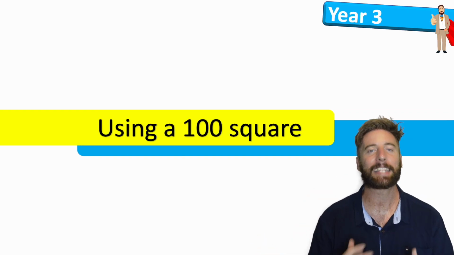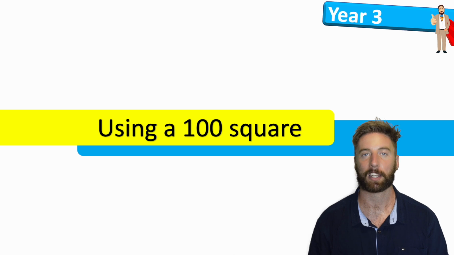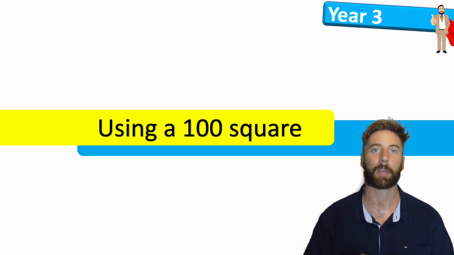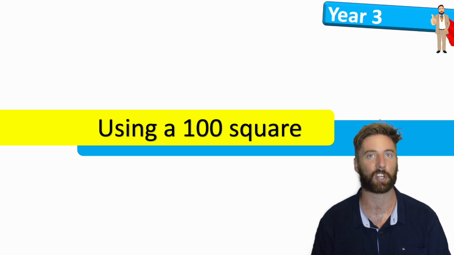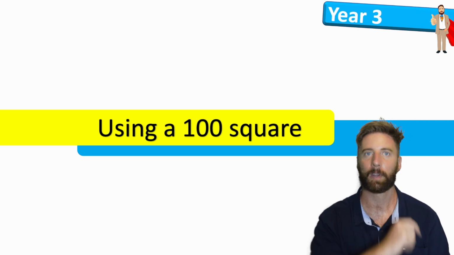Okay, now we've just mastered our mental methods, let's now look at how we can start to use resources. And the first resource we're going to use is going to be 100 square. Let's jump into how to use 100 square to help us with addition and subtraction. Let's go.